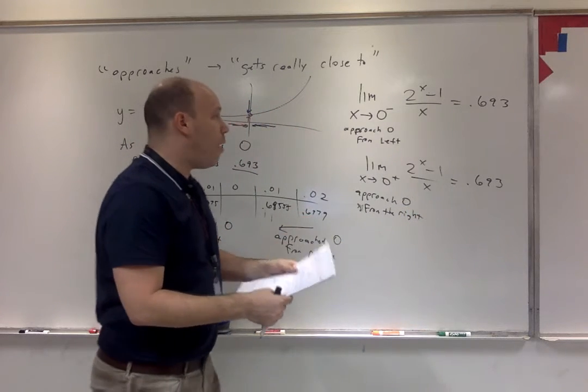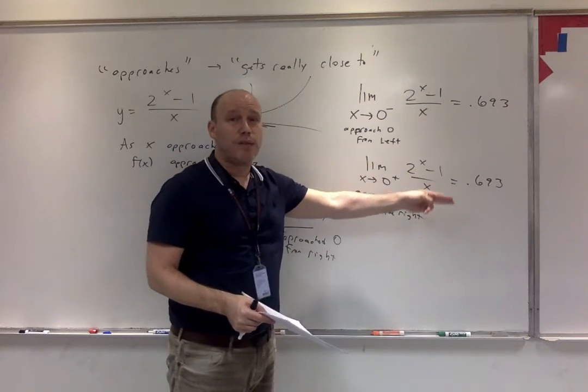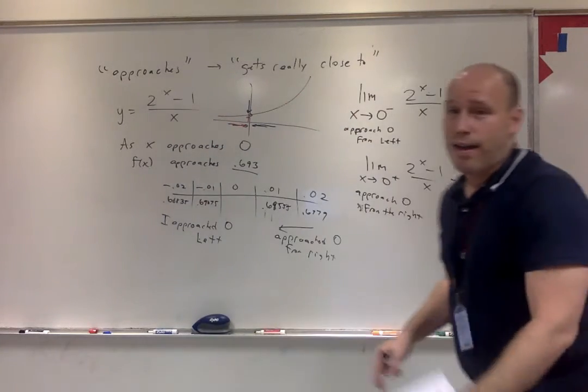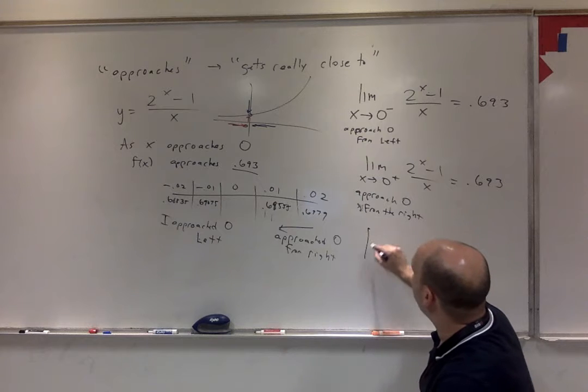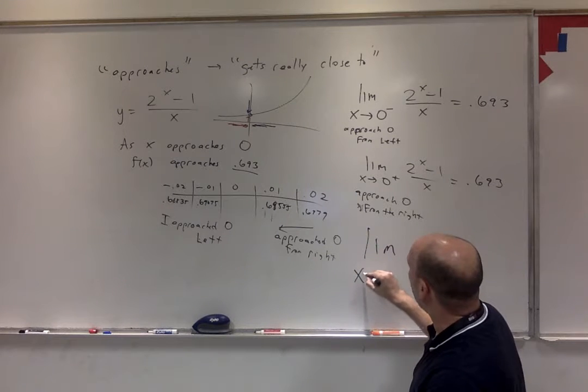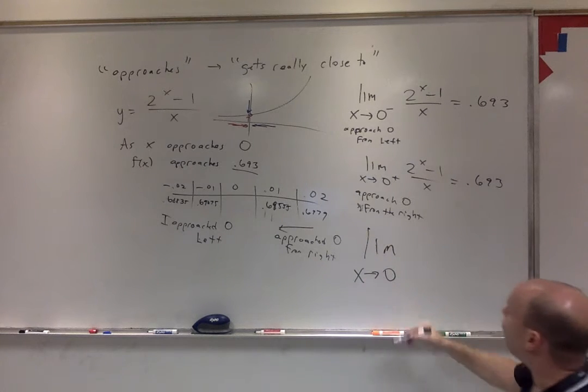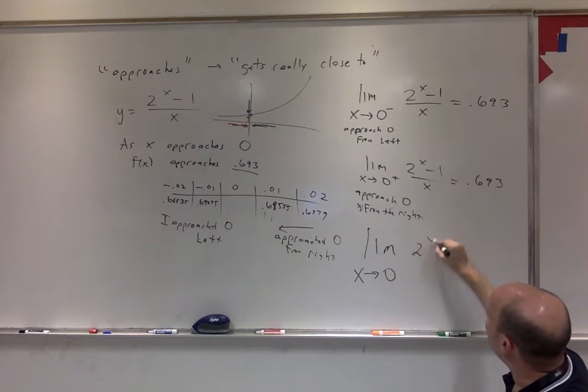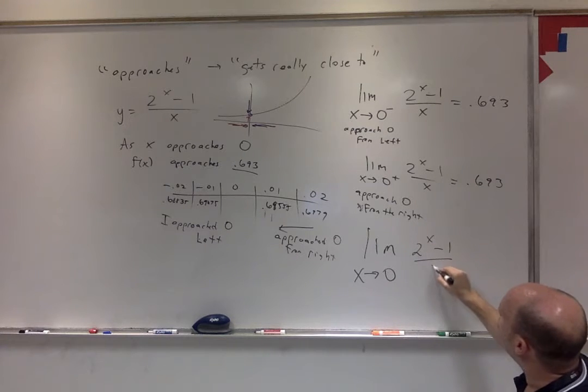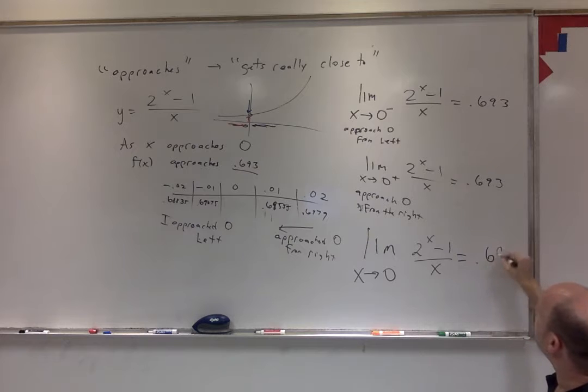Okay. Now, because these two values are the same, we can then say, notation-wise, the limit as x approaches 0 from both sides of (2 to the x minus 1) over x is equal to 0.693.